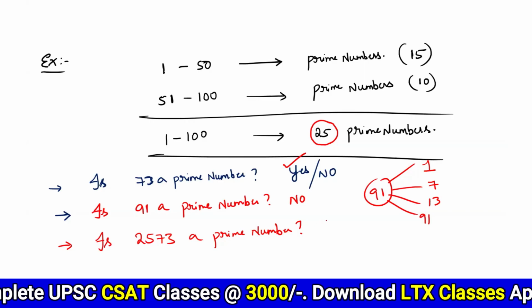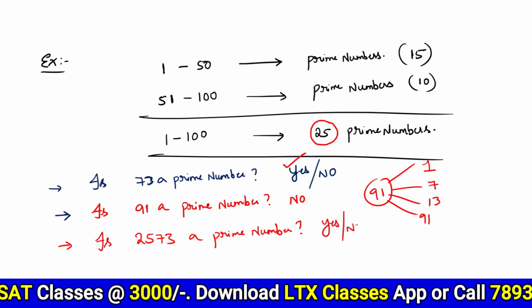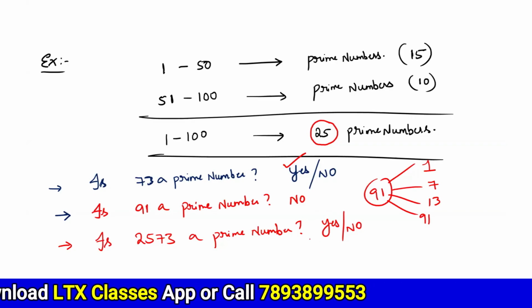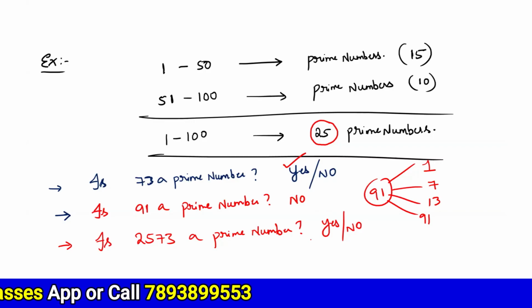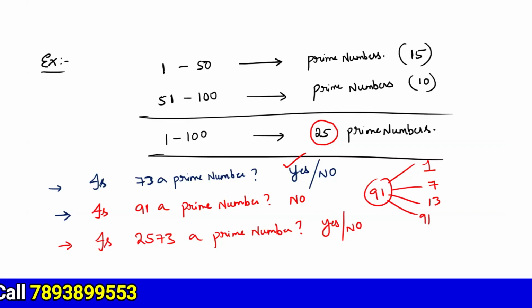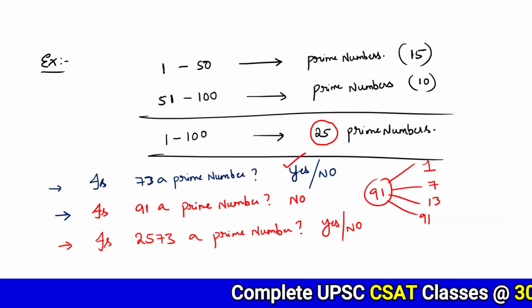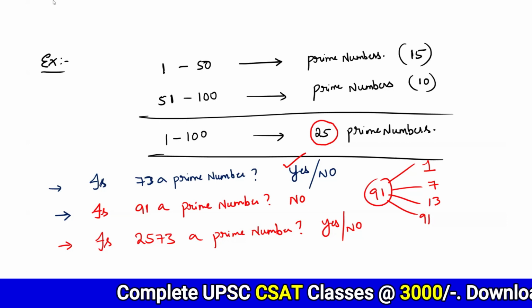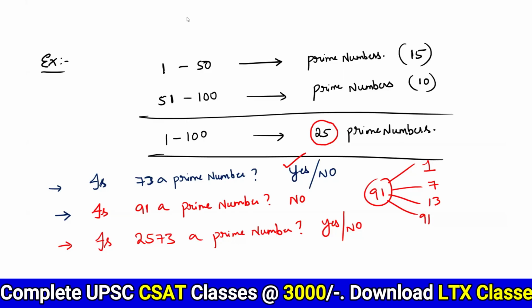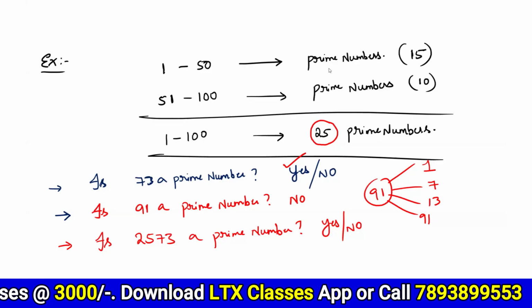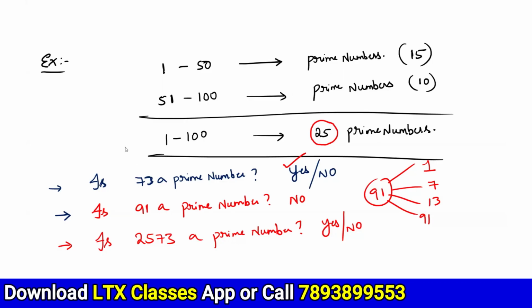Okay, yes or no? How many of you say yes and how many of you say no? 2573. Okay, what about the remaining numbers? There are so many students in the session. 17 students are there. I got only 3 to 4 responses. Okay, sorry.